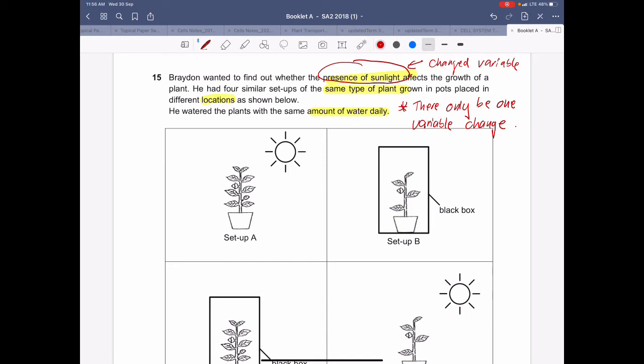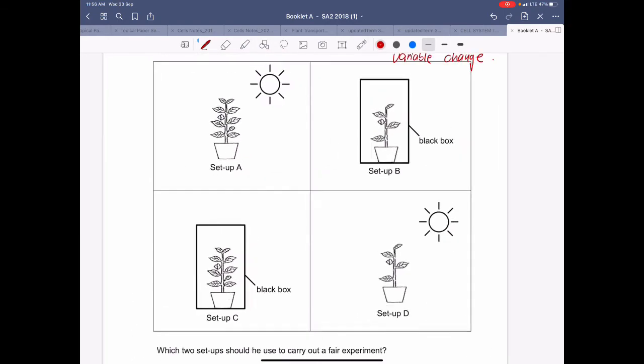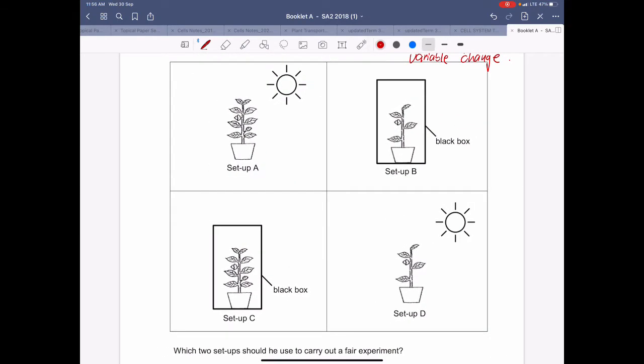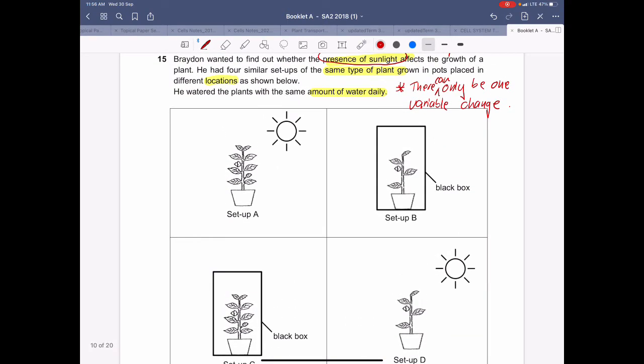Yes, Natasha? Yes, correct. One variable change, yes. Oh, sorry, there can. Alright. So basically, they will then go on to ask you which 2 setups should he use to carry out a fair experiment. Now, take note, the location here actually relates to whether light is present or not.